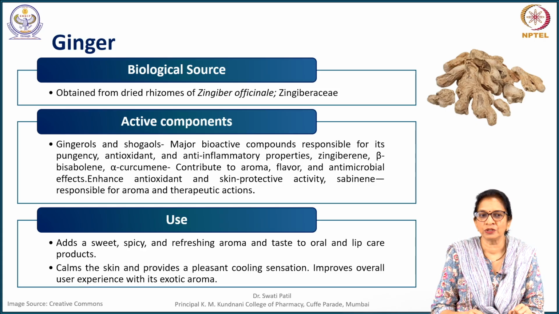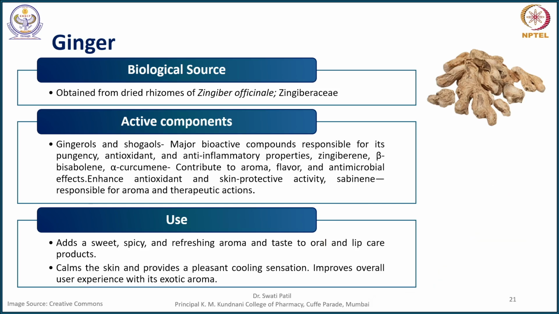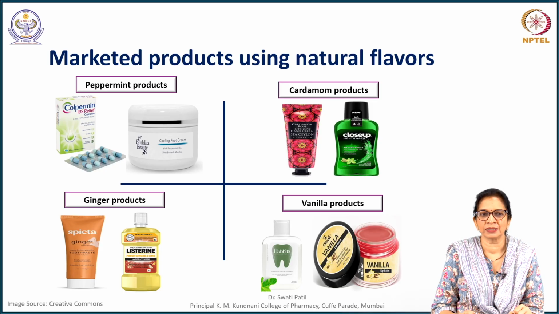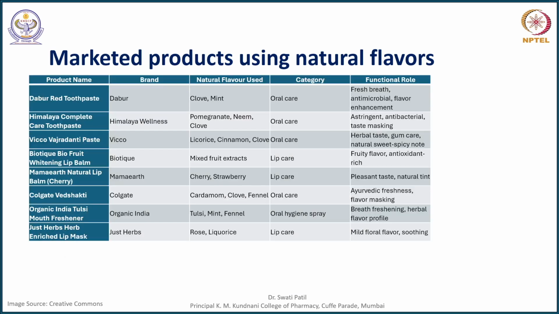Sabinene is another constituent which is responsible for aroma and therapeutic actions. This is used as a sweet, spicy and refreshing aroma in oral and lip care products. It calms the skin and provides a pleasant cooling sensation. Overall it improves the experience of the user. These are some of the products available: peppermint in some of the products, cardamom, ginger and vanilla, which is used in a lot of skin preparations.